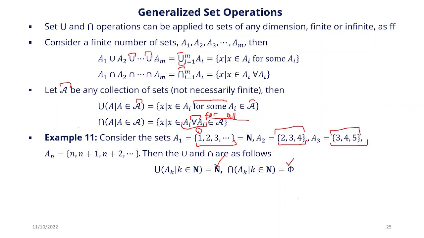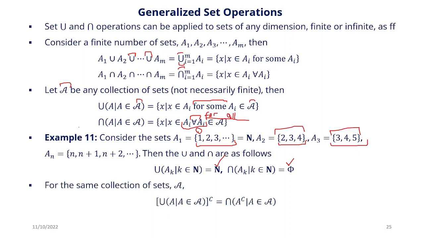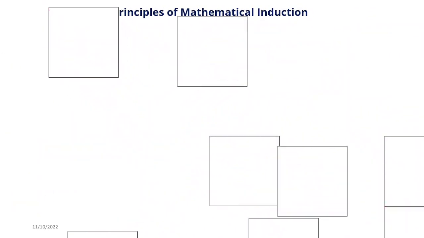Generalized De Morgan's laws. For some collection of sets A, we say the complement of the union of A such that A is in the collection is equal to the intersection of A complement such that A is in the collection. I want you to analyze this if you have the time. Also in the same way, union changes to intersection this way. Remember our principles that were considered in the last few slides. Intersection changes to union.